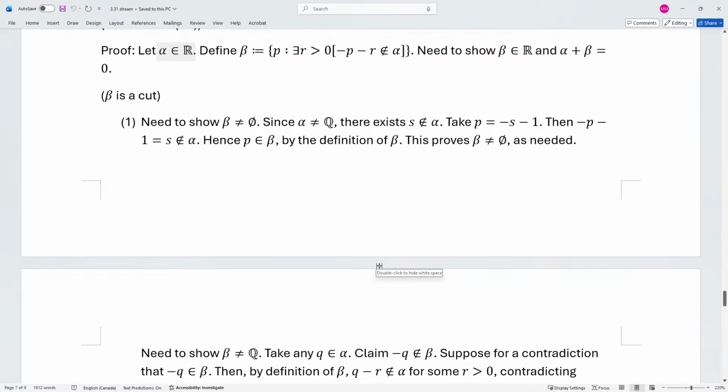So square root of 2 is a cut, right? Square root of 2 is a cut. So I wanted to show a cut is not equal to the whole set of rationals. It's not that it's not in Q. Okay, so I think I'll follow this.